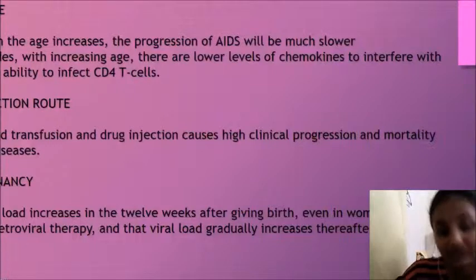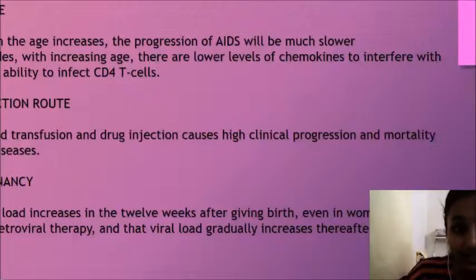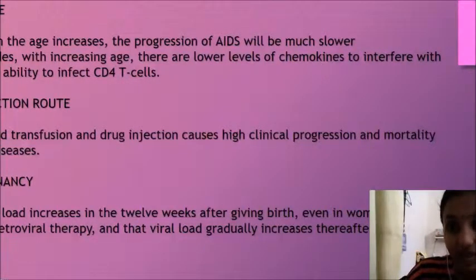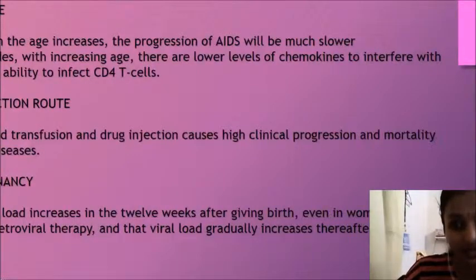The next factor is infection route. Through blood transfusion and drug injection causes high clinical progression and mortality of disease. So, through blood transfusion and drug injection, the HIV progression will be higher.